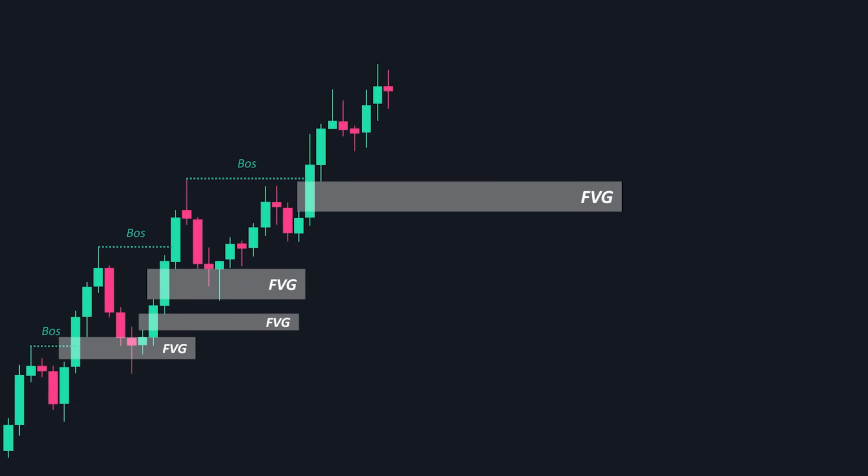Fair value gaps represent imbalances on the price chart where there's a gap between the fair value of the price. The market often returns to fill these gaps as price seeks balance. We'll use these gaps as key areas of interest, expecting possible price reactions. First, we wait for the price to return inside the gap, and then we look for confirmation signals on the lower time frames to enter a buy trade. So let's switch to the 5-minute chart.